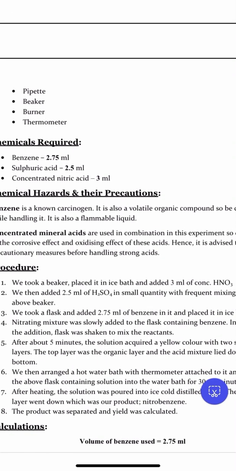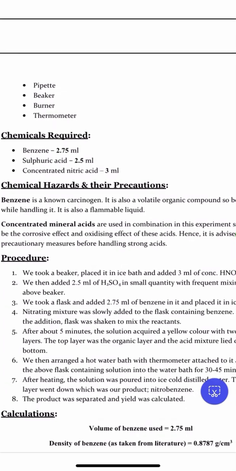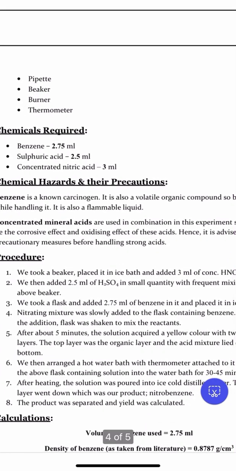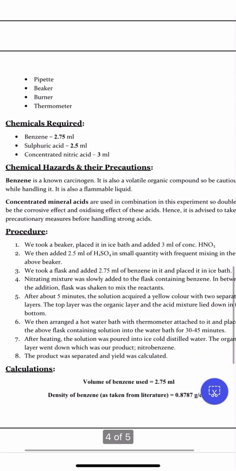So the first step during the procedure was the formation of the nitrating mixture. For this purpose, you will take a beaker and place it in an ice bath and add 3 ml of concentrated HNO3. We will then add 2.5 ml of H2SO4 in small quantities with frequent mixing in the above beaker. This will be our nitrating mixture.